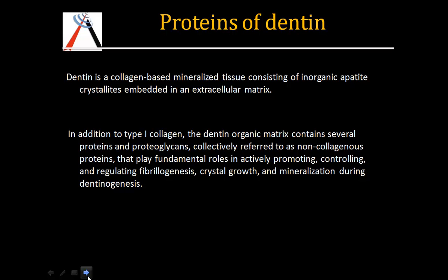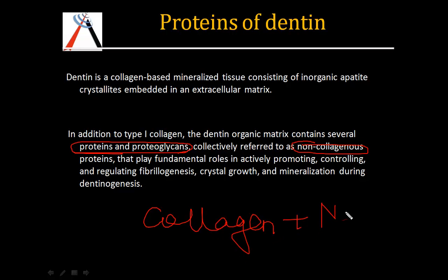Coming to the proteins of dentine. Dentine is a collagen-based mineralized tissue, unlike enamel, and it consists of inorganic apatite crystallites embedded in an extracellular matrix. Now, in addition to collagen, the dentine organic matrix contains several proteins and proteoglycans. These proteins and proteoglycans are collectively known as the non-collagenous proteins. So apart from collagen, the dentine also comprises the non-collagenous proteins.